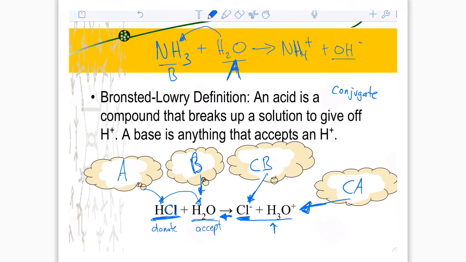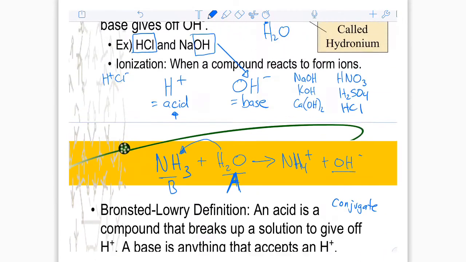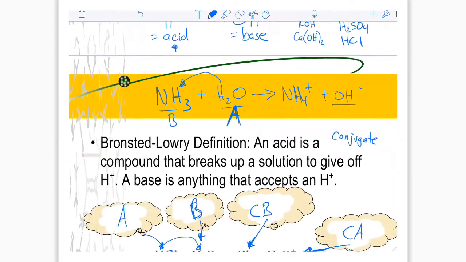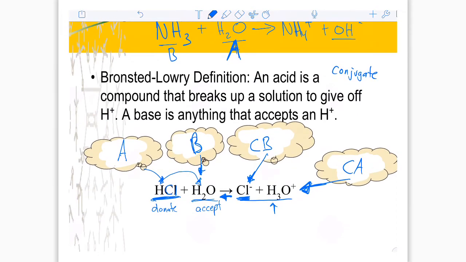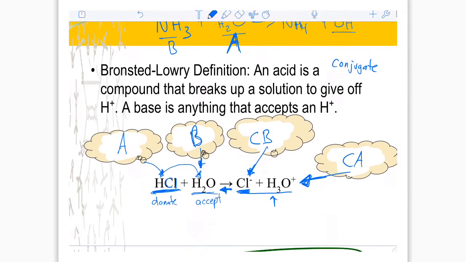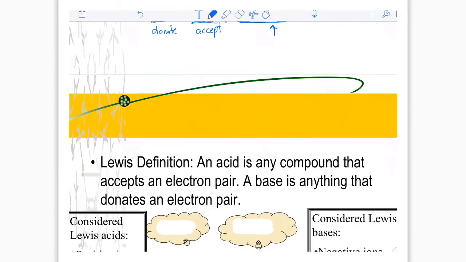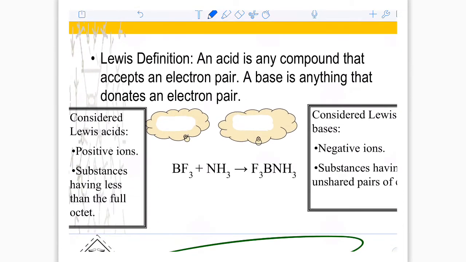So this is the Bronsted-Lowry. It's where we're just focusing on the H's. But what if we don't have H's? Now all of a sudden it gets a little bit trickier. These first two definitions are the ones that we will use 95% of the time in this class. Occasionally, especially at the upper levels of chemistry, you might run into something that doesn't have any H's in it. And in order to identify that, you would use the Lewis definition. So the Lewis definition is looking at electrons instead of H's.